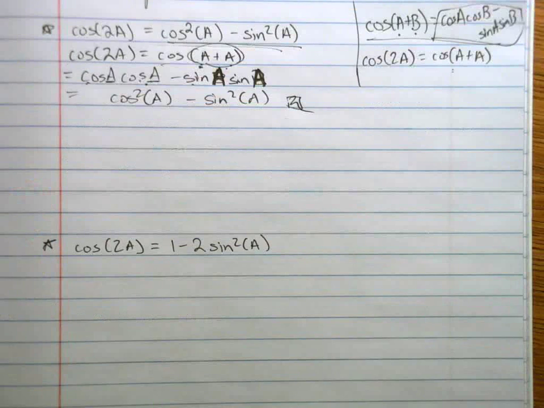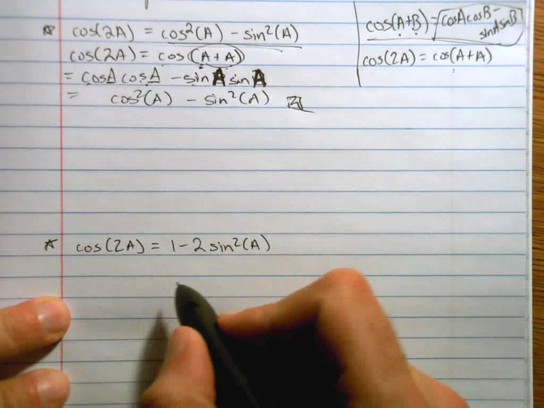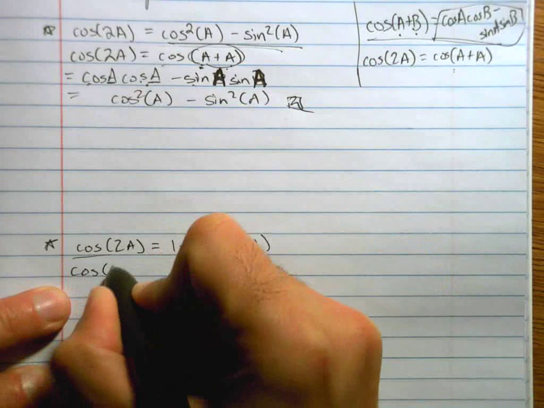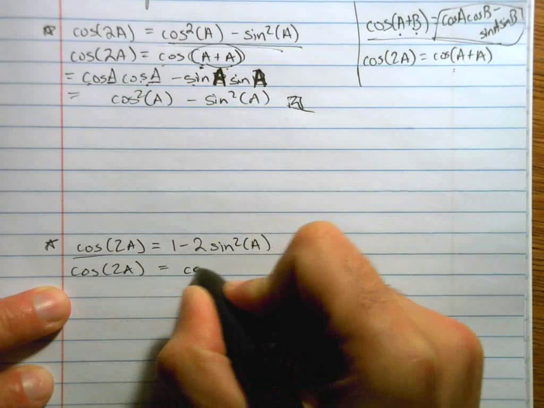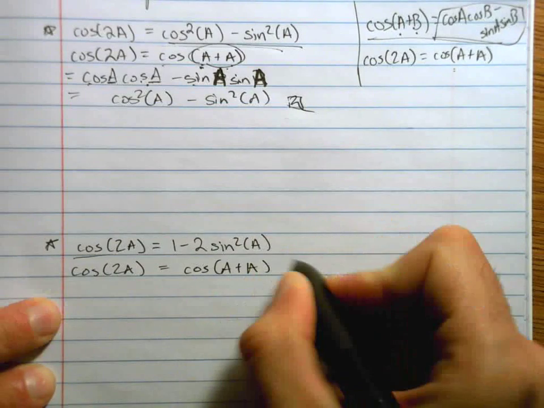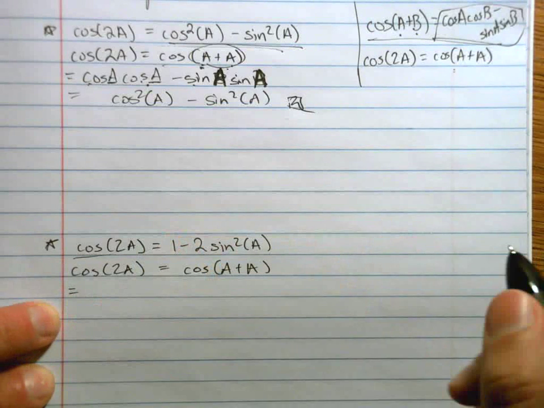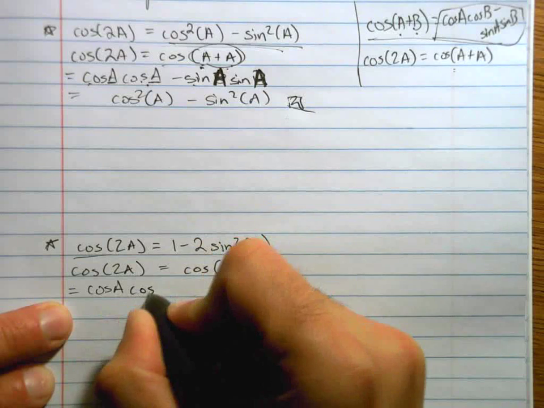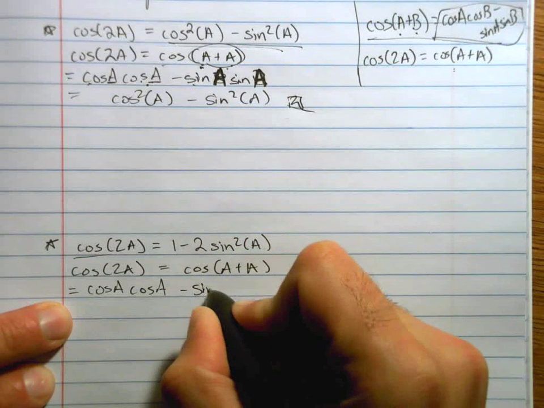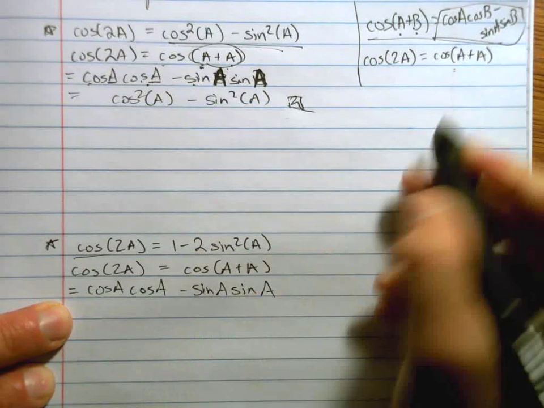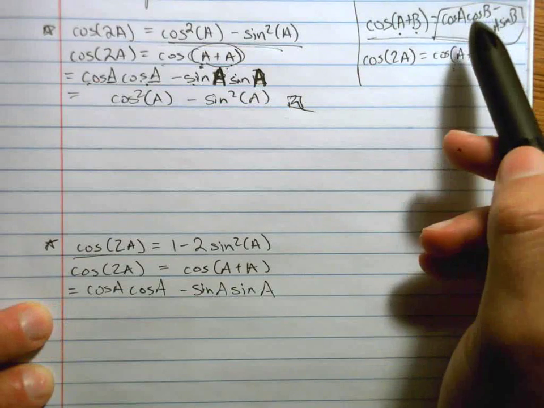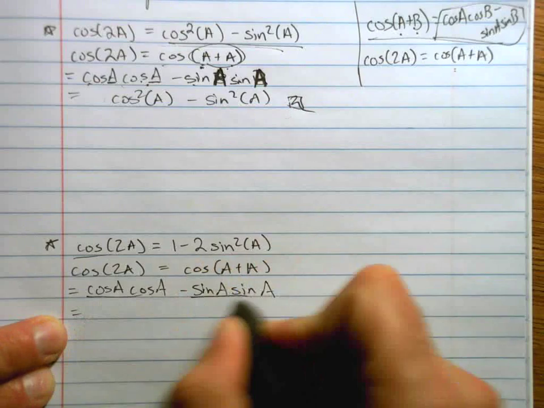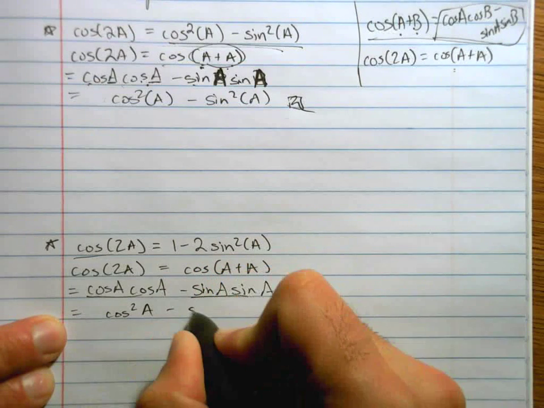So let's look at this one. Again, same trick. I've got to show that this equals this, and I know that cosine of 2a equals cosine of a plus a, and that equals, again, cosine a cosine a minus sine a sine a. And I got that from this same formula. So really it's just the same stuff. I hope that you see that. And again, we know this is cosine squared a minus sine squared a.